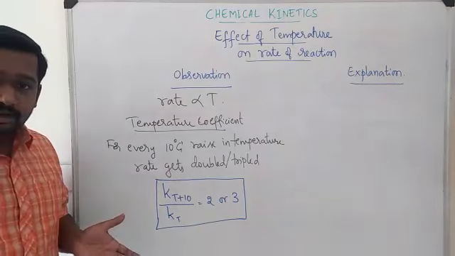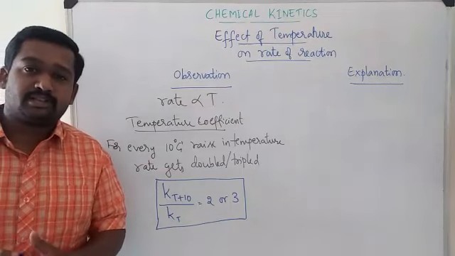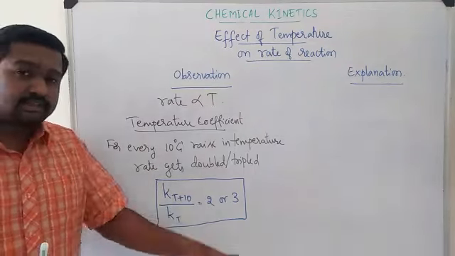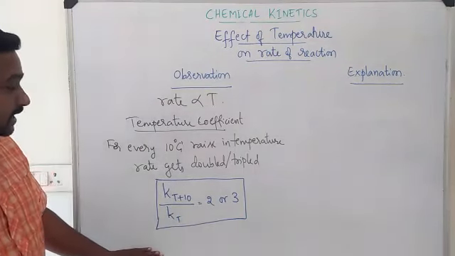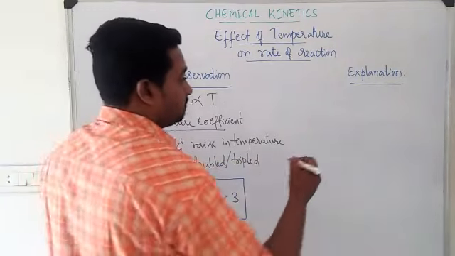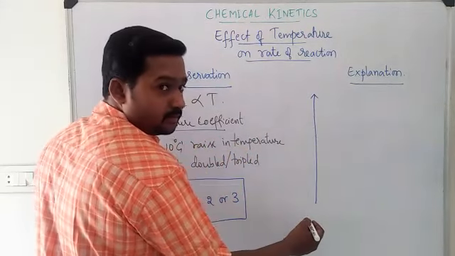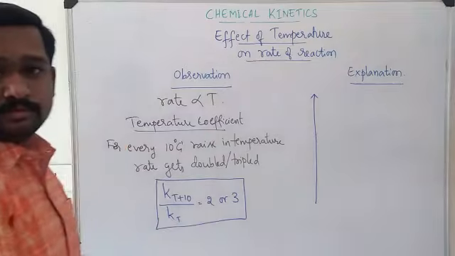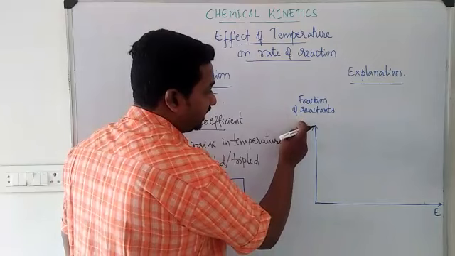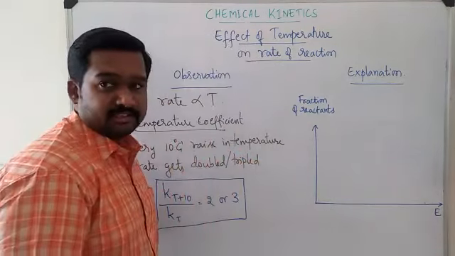How is this happening? On increasing the temperature by 10 degrees centigrade during a reaction, there will be an increase of the speed almost 2 times or 3 times. This is explained with the help of a graph. Okay, we will see the graph of this. Fraction of reactants is taken along the y-axis and energy along the x-axis here.